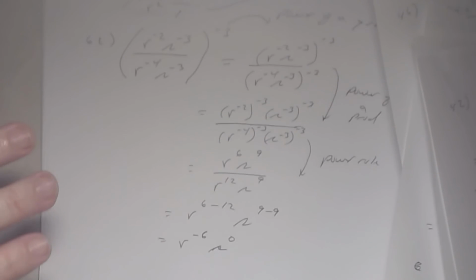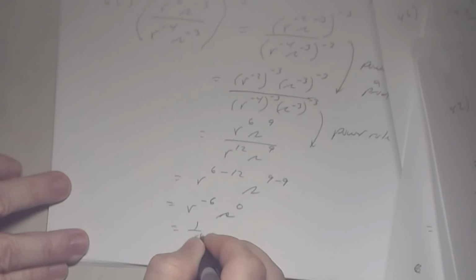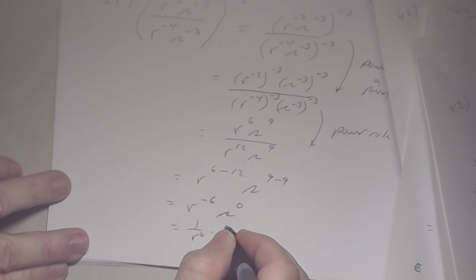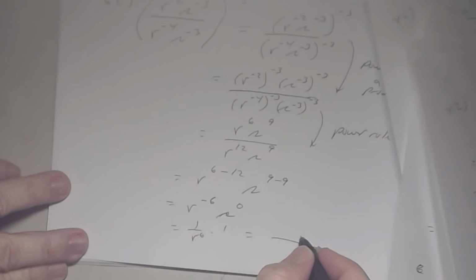Okay? Now let's talk about r to negative 6. What is that? 1 over r to the 6 power. Yep, 1 over r to the 6. What's s to the 0? 1. What do you think the answer is? 1 over r to the 6. Very good. 1 over r to the 6.